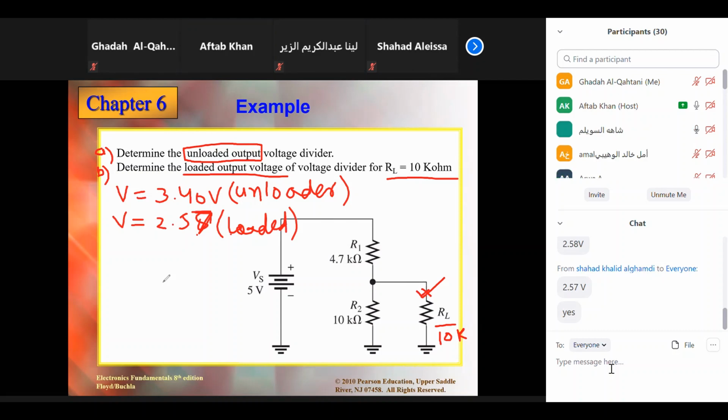Yes, doctor. It's because one more element is added in the circuit which is consuming power, reducing the voltage across this terminal. This is the loading effect. Because of it, it's less.